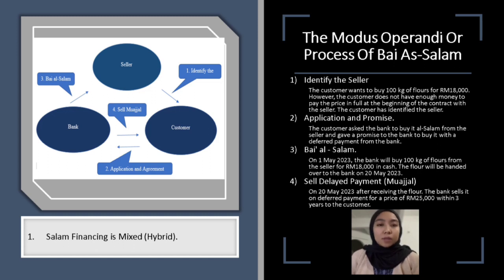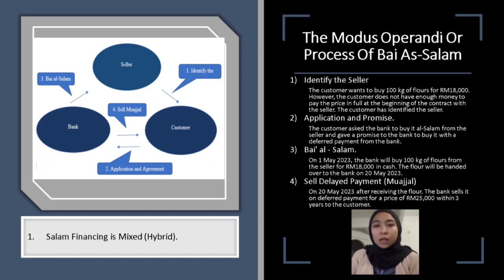The customer asks the bank to buy a Salam from the seller and promises the bank to buy it from the bank with deferred payment. Third is Bai' Salam. On 1st May 2023, the bank will buy 100 kg of flour for RM18,000 in cash from the seller. The flour will be handed to the bank on 20 May 2023.